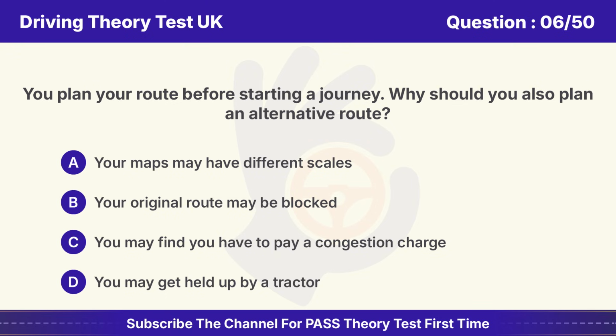Question 6. You plan your route before starting a journey. Why should you also plan an alternative route? Answer is B. Your original route may be blocked.